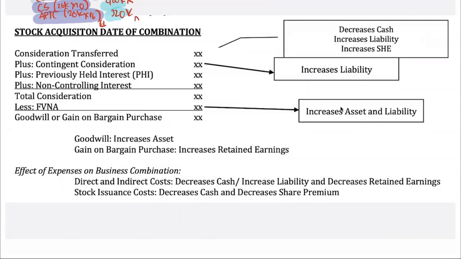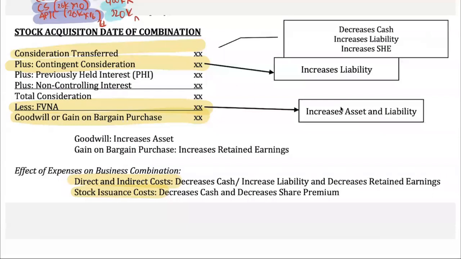Why? In your asset acquisition, we already know the effect of a consideration transferred. We already know the effect of a contingent consideration. We already know the effect of FVNA, including the goodwill or bargain purchase, including the direct or indirect costs, and stock issuance costs. So these items were already discussed in your asset acquisition. They have the same effect.